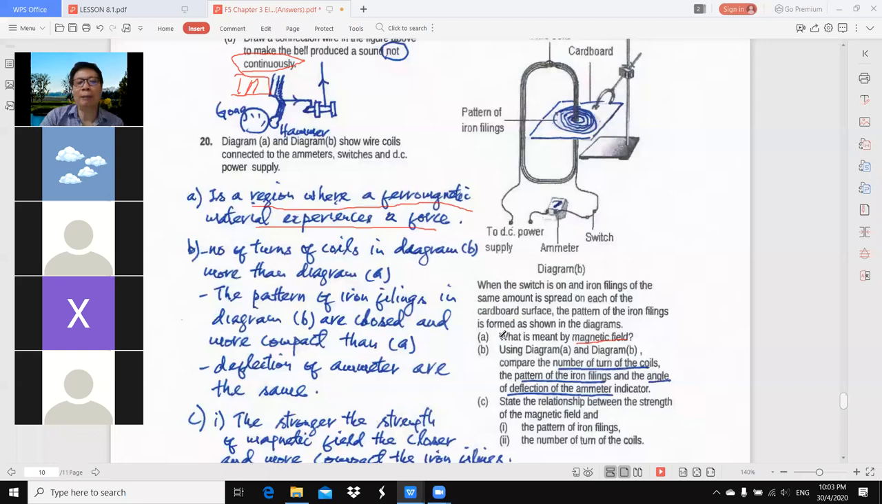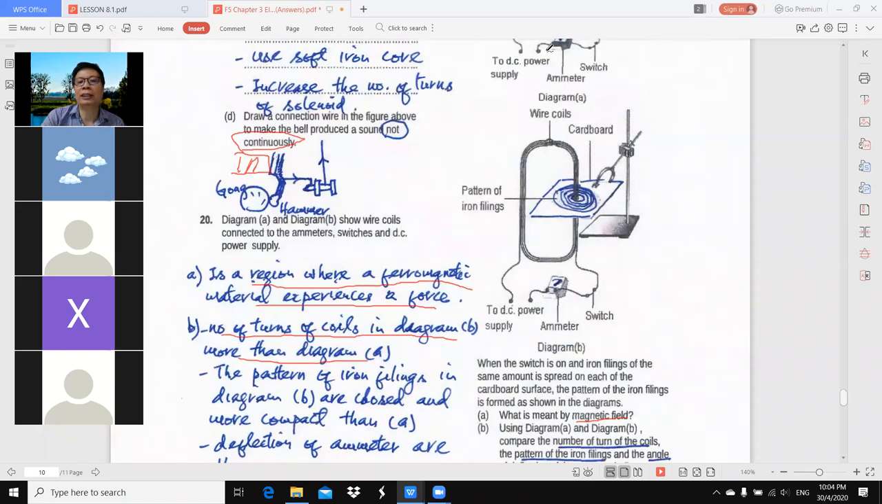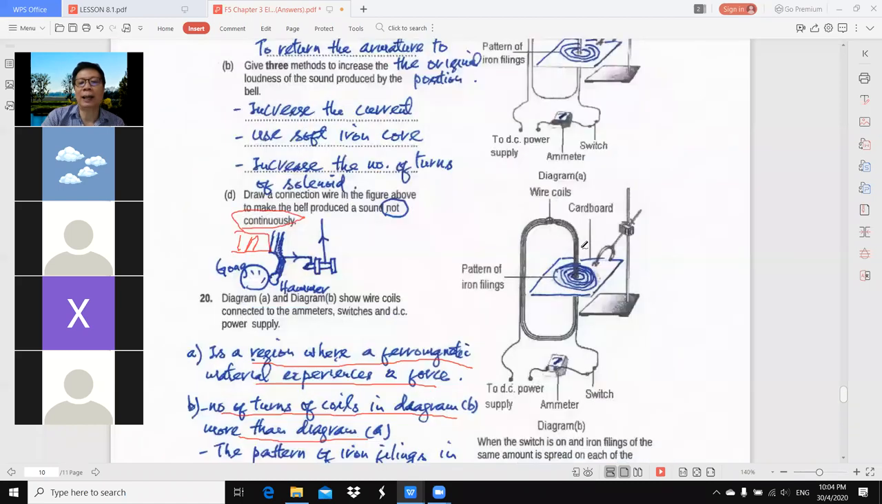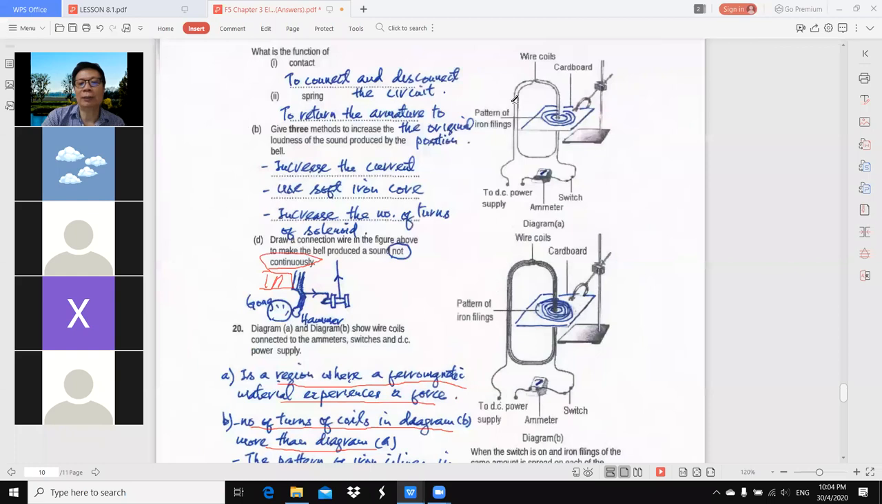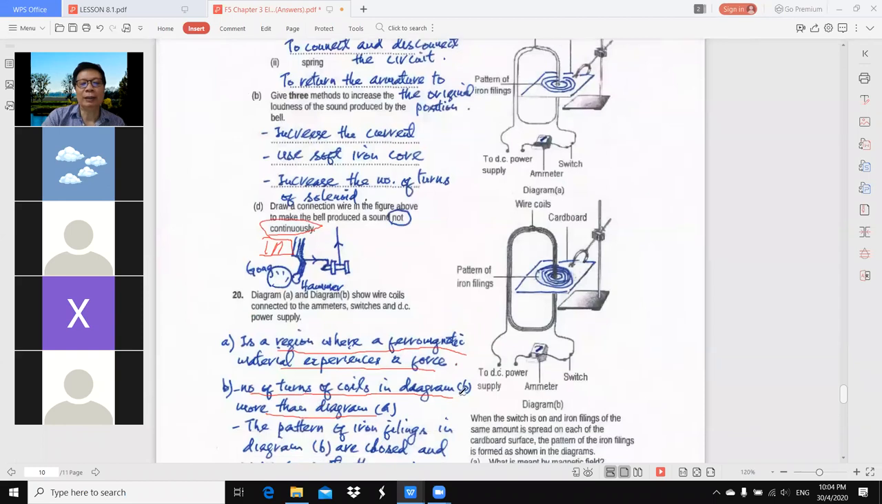First, when you compare the number of turns, you say the number of turns of coil in diagram B is more than diagram A. This one has more turns, this one has fewer turns, correct? You see, this one has more turns and the coil here has fewer turns. That's why the number of turns in diagram B is more than diagram A.